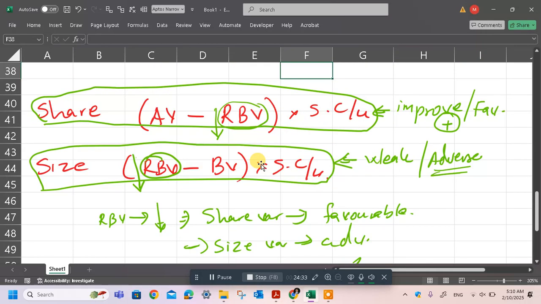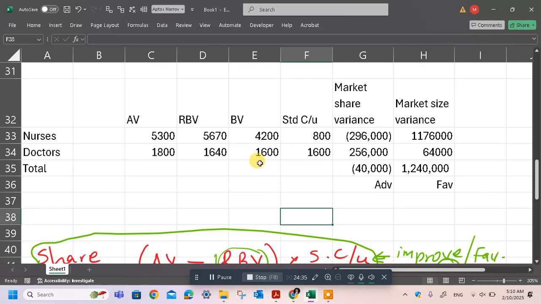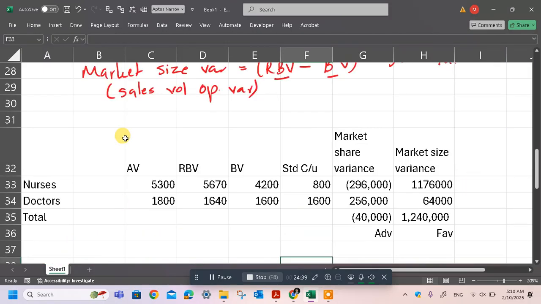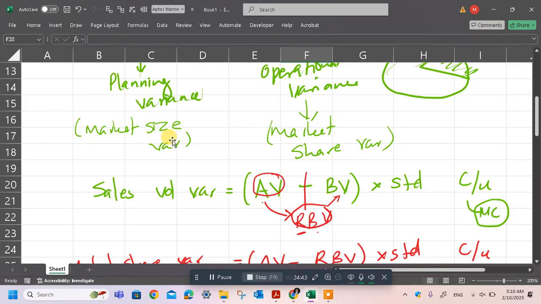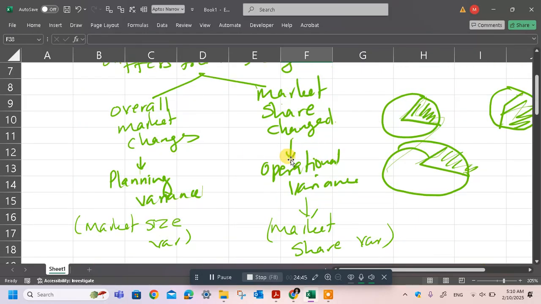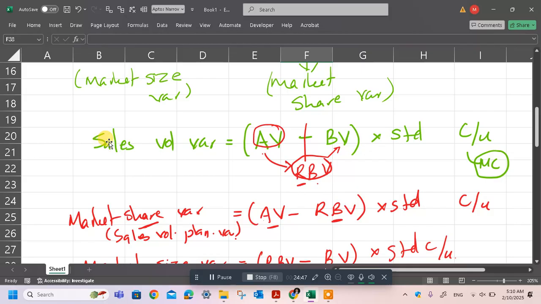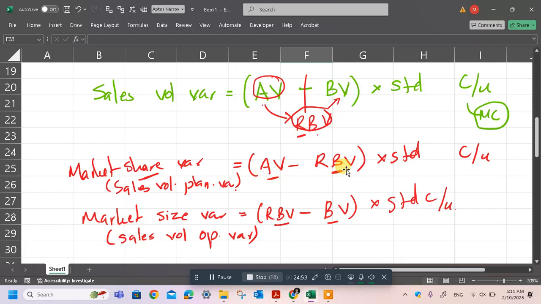Right. I particularly chose this question to be answered, especially the calculation 10 marks, because many students don't know this approach of answering, how to derive the market size, market share variances. Very simple. You write the sales volume variance formula, put the revised budgeted volume in the middle, then you will have actual volume, revised budgeted volume together, revised budgeted volume together. Take it in this order. 1 and 2, 2 and 3. Outside the bracket, same figure.